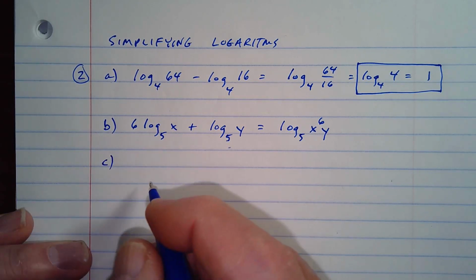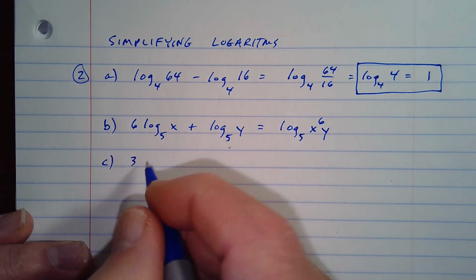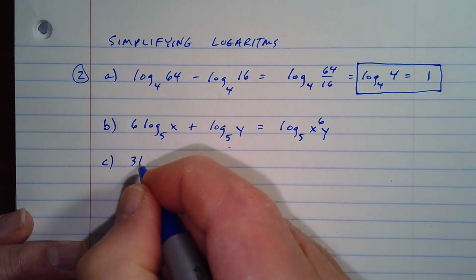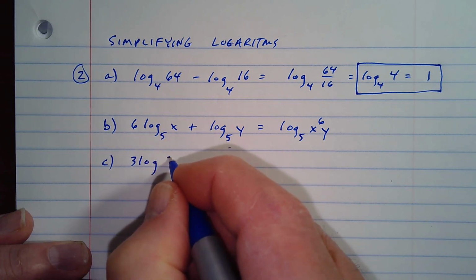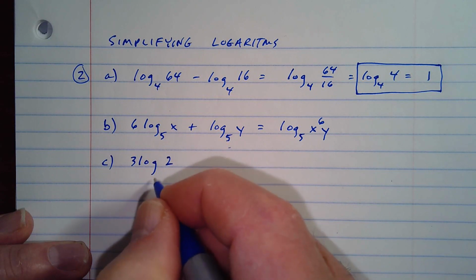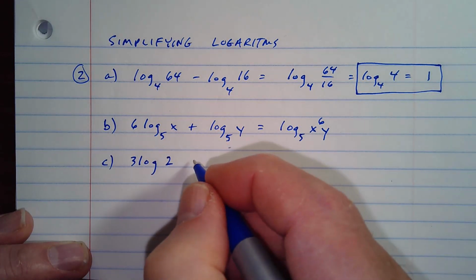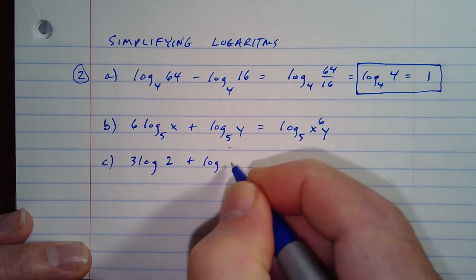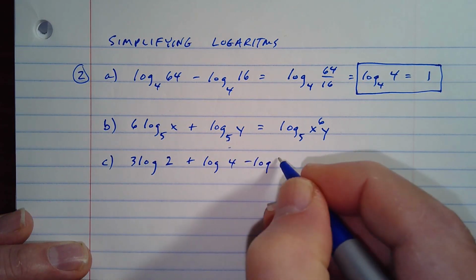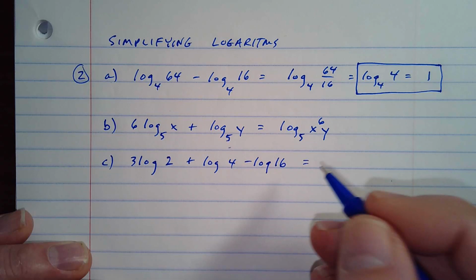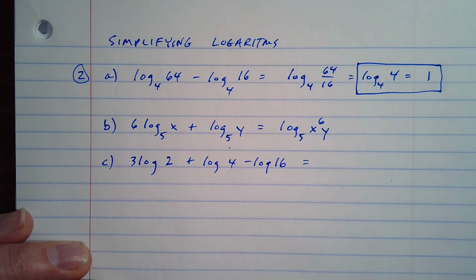All right, last one of these. It's not just limited to 2 things. This one's going to have 3 actually. 3 log base 10 of 2, didn't bother, it's a common log, plus log of 4 minus log of 16. See if you can simplify that one. I'll give you a little pause here.